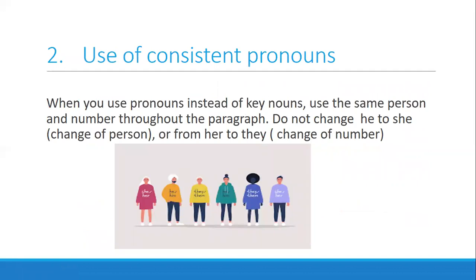Use of consistent pronouns. When you use pronouns instead of key nouns, use the same person and number throughout the paragraph. Do not change he to she or from her to they. So if you are talking about one particular number, then the pronoun should be it, right? And if it's one person, if it's a male, you can use he. If it's a female, you can use she.